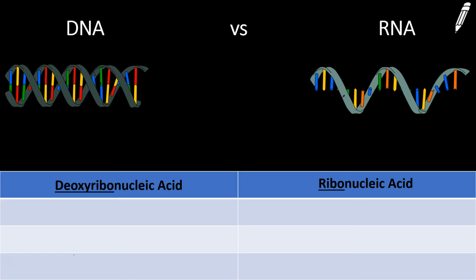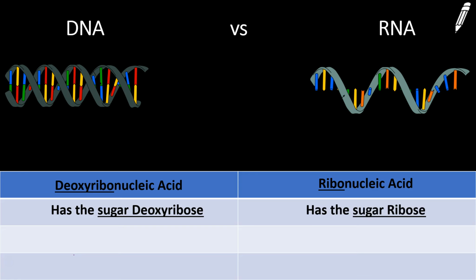Now, why do they have those differences in names? Well, that goes to the sugar. The sugar in DNA is deoxyribose, and the sugar in RNA is just ribose. DNA, as we know, is a double-stranded molecule, and RNA is just a single strand. So DNA is double, RNA is single.